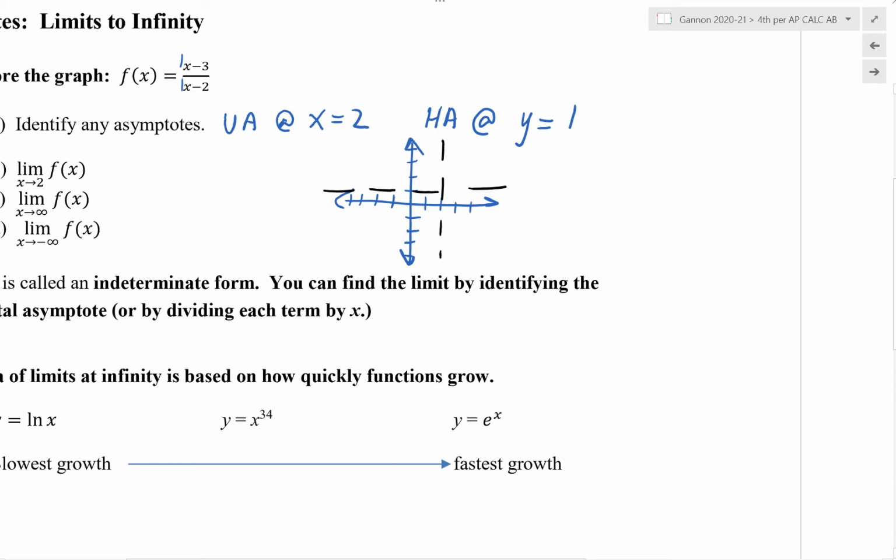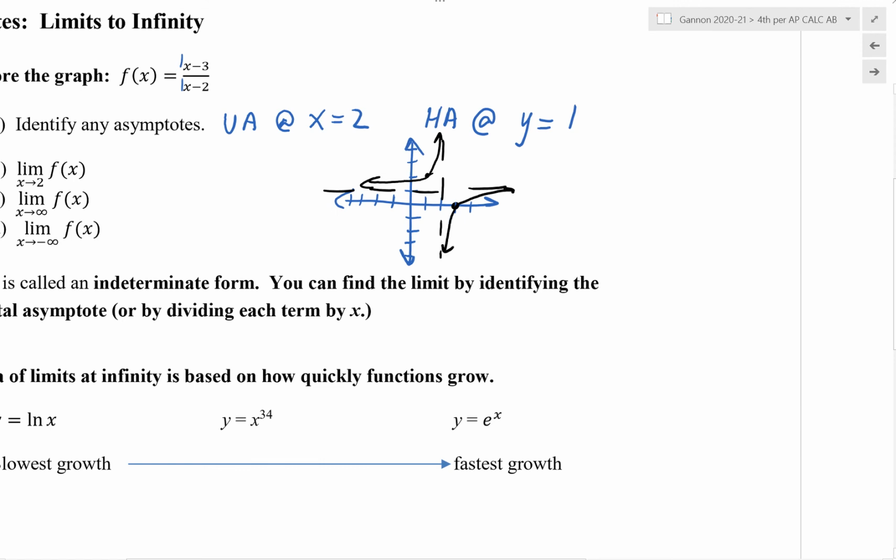If we wanted to identify a few other points, I would choose points on either side of the asymptotes, specifically the vertical. So let's do 1. 1 minus 3 is negative 2, and 1 minus 2 is negative 1. So negative 2 divided by negative 1 is going to be 2. So we go right 1, up 2. Then, based on what we know of asymptotes, this graph is going to approach the vertical asymptote that way and the horizontal asymptote that way. If we plugged in positive 3 for x, 3 minus 3 is 0, 3 minus 2 is 1, and 0 divided by 1 is 0. So the graph is going to look like this.